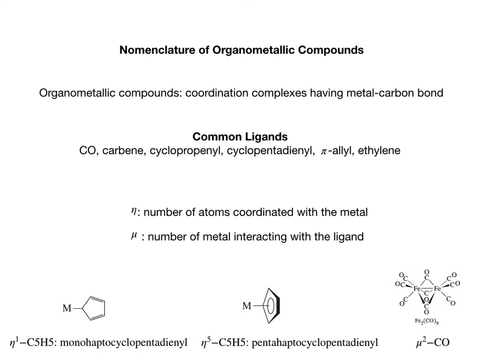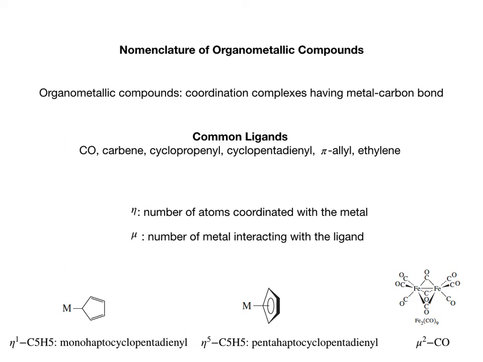Another common thing that we do not encounter very much in coordination complexes, but very often in organometallic compounds, is that a lot of pi ligands can behave in a number of different ways. They can use either 1, 2, 3, 4, or 5 different carbon atoms to form bonds with the metal, even for the same ligand. Okay, and we're going to use eta to indicate the number of atoms coordinated with the metal. So eta 1 is going to be called monohapto.